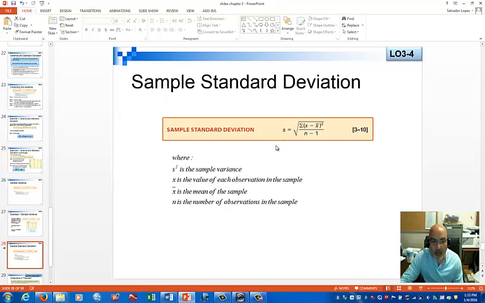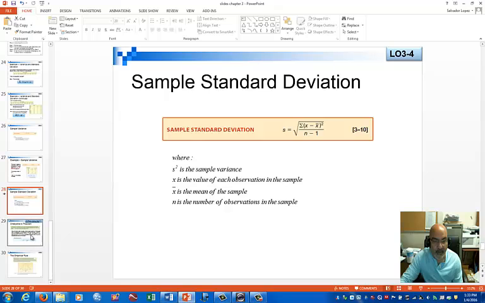What is the sample standard deviation? Well, just the square root of S squared. In this case, the square root of 10. And that is the end of this section.